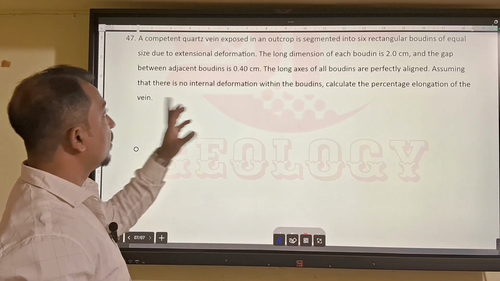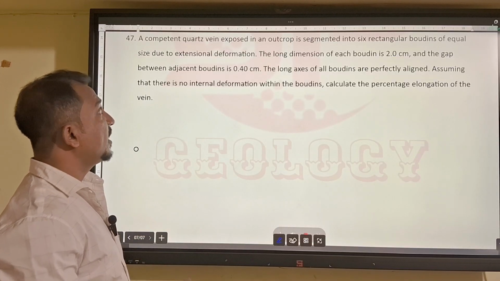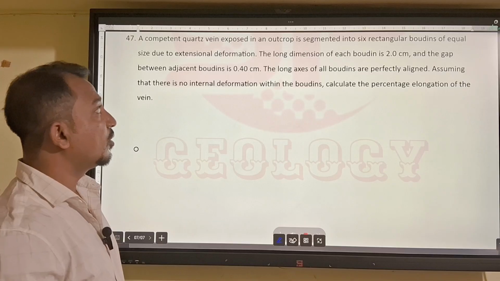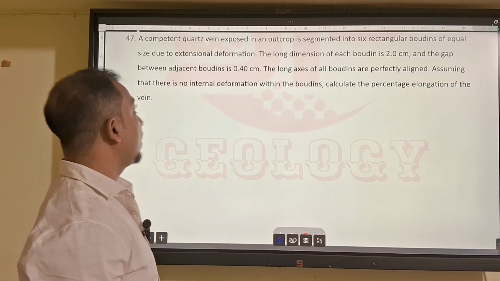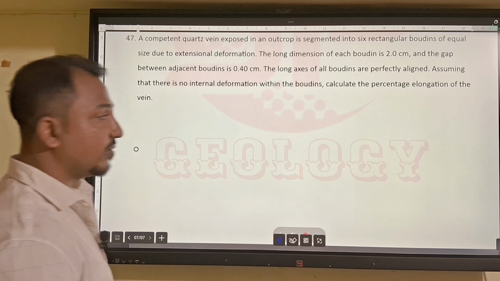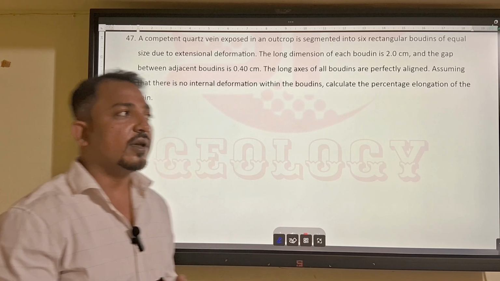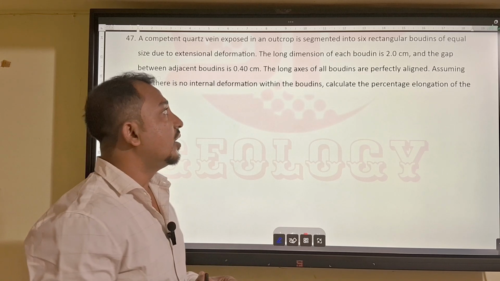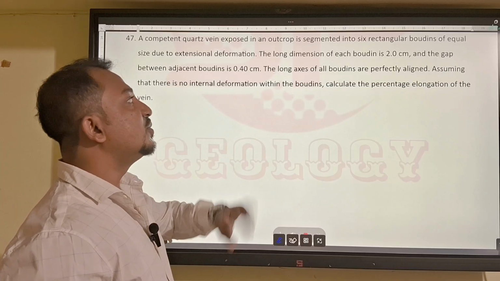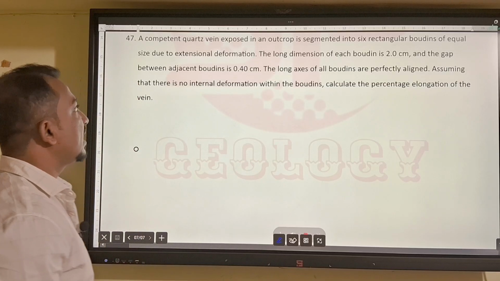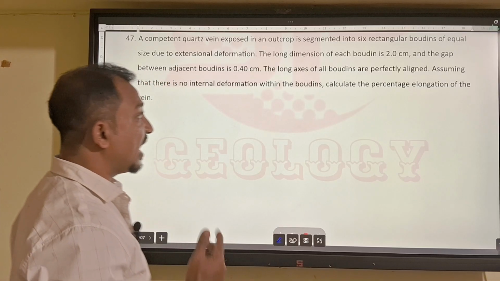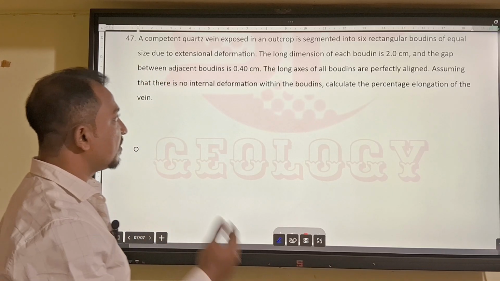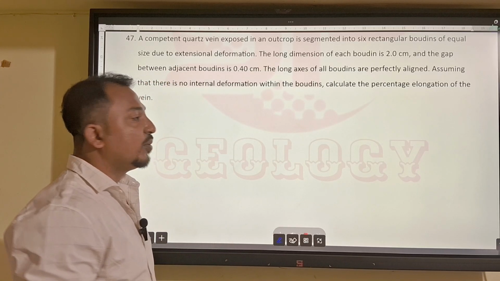Then come to another question. The competent quartz vein exposed on an outcrop is segmented into 6 rectangular budins of equal size due to extensional deformation. So budin is, you can say, layered parallel extension. The long dimension of each budin is 2 cm and the gap between the adjacent budins is 0.40 cm. The long axes of the budins are perfectly aligned. Assume that there is no internal deformation within the budins. Calculate the percentage of elongation.